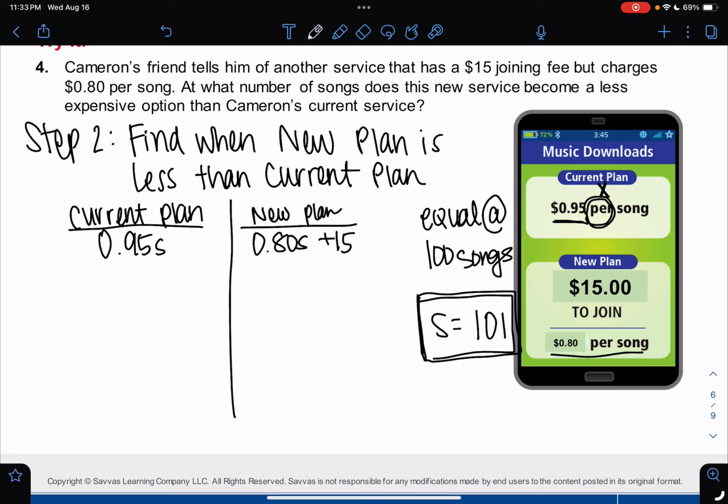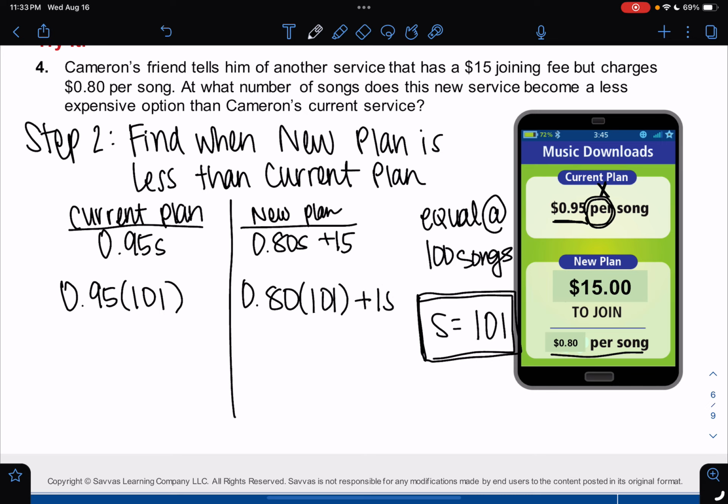All right, so just plug in your value for S, which is our number of songs, into both of these expressions in order to figure out what the answer is going to be. Okay, so let's figure out which one's less. All right, so we've got 0.95 times 101, and over on the right we've got 0.80 times 101, but don't forget to add on that 15.